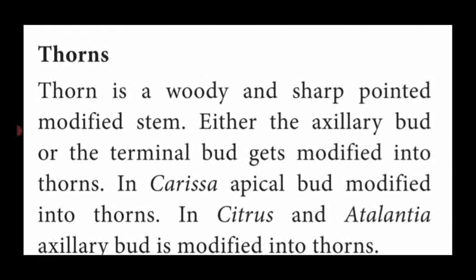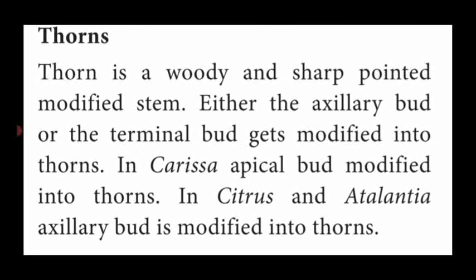Next one, thorns. Thorn is a woody, sharp pointed, modified stem. Either the axillary bud is modified into thorn, or the tip bud, apex bud or terminal bud gets modified into thorn. So these thorns protect the plants against grazing animals. In Carissa, the apical bud is modified into thorn. In Citrus and Aegle, the axillary bud is modified into thorn. So these two examples are important 1 mark questions. So that is said to be the thorns.